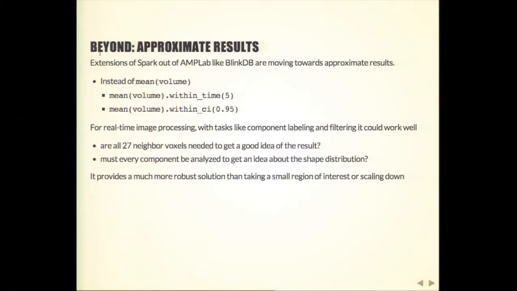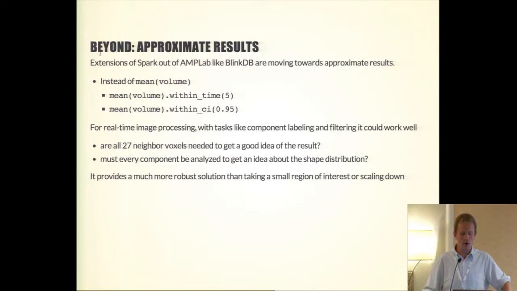Beyond that, as some of the presentations yesterday mentioned, there's BlinkDB, which is coming out of MLlib, and that's even more interesting for us because with a lot of image processing tasks, you usually downsample to make your analysis go faster. But that's only an approximation of your structure, and you lose lots of information when you do this downsampling.